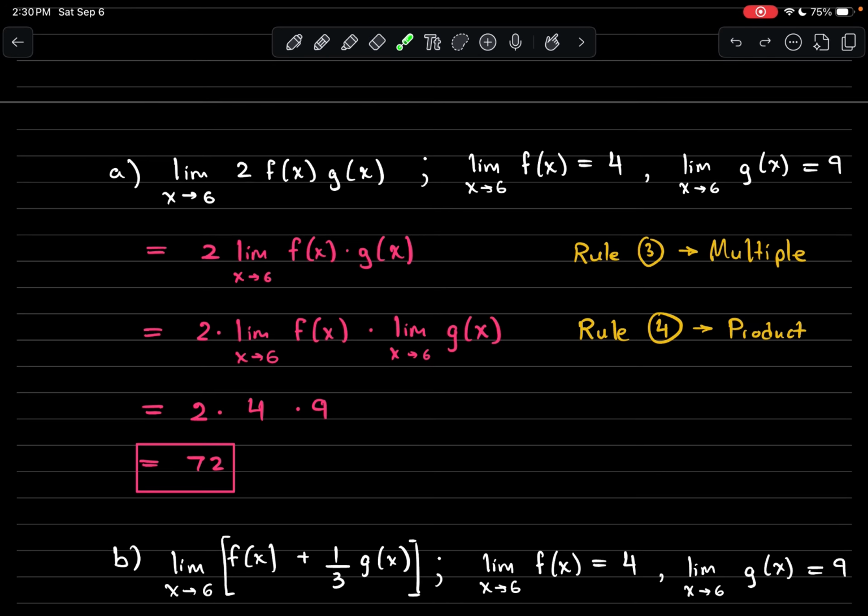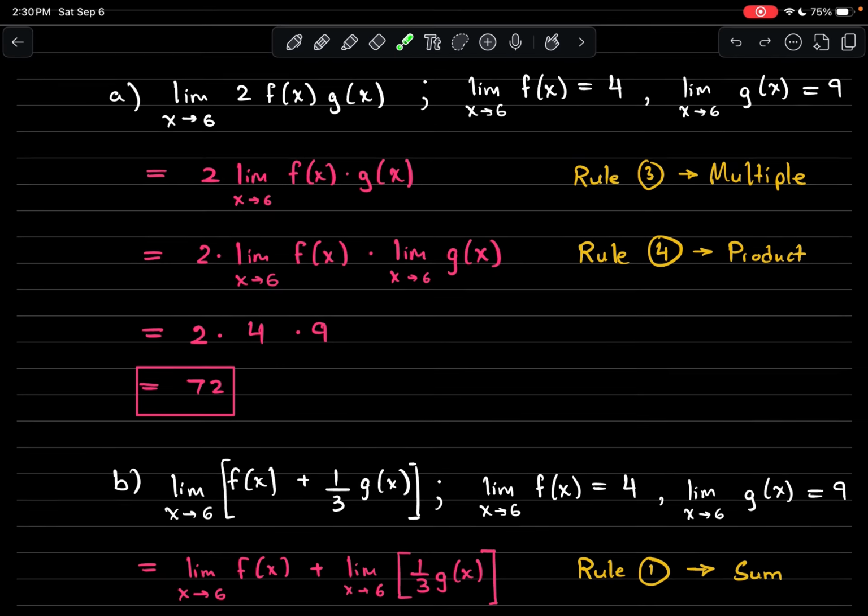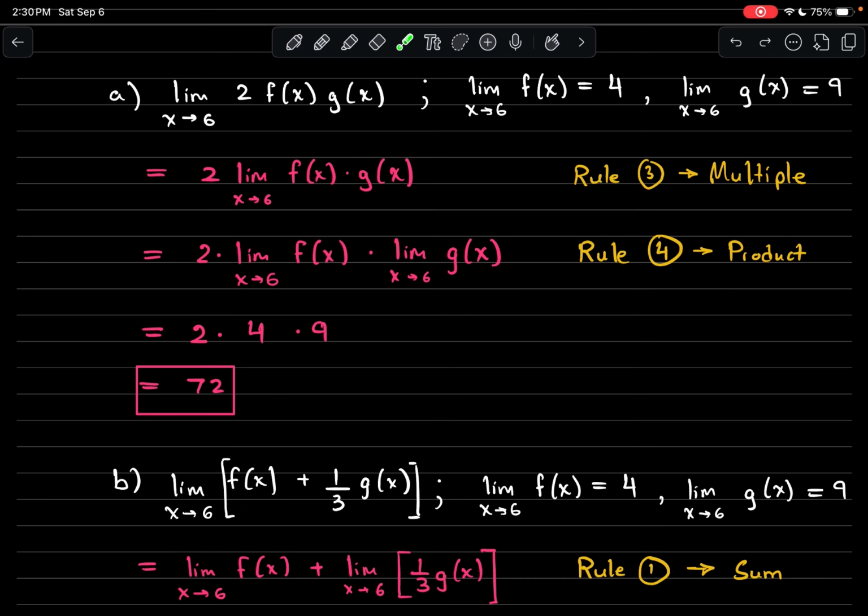Okay. For example B, now we've got the limit as x approaches 6 of the sum of f of x and 1/3 times g of x. So first of all, let's use rule number 1. Let's break this sum apart. Now we've got the limit as x approaches 6 of f of x plus the limit as x approaches 6 of 1/3 g of x.